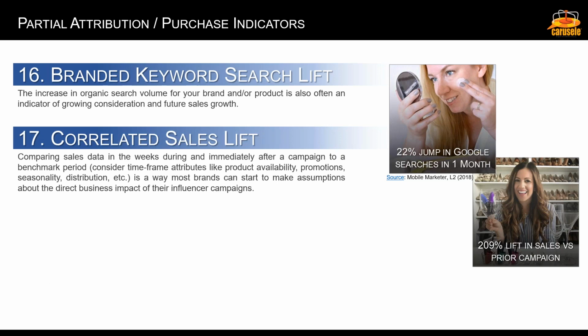Correlated sales lift. So we've done this. Here's an example where we did this for Revlon, where we were marketing mascara at a particular retailer with a particular offer, a buy one, get one, a BOGO offer.